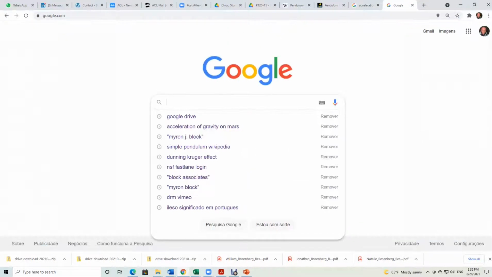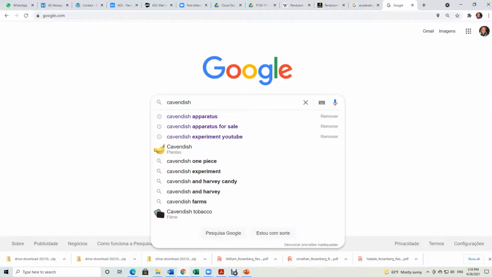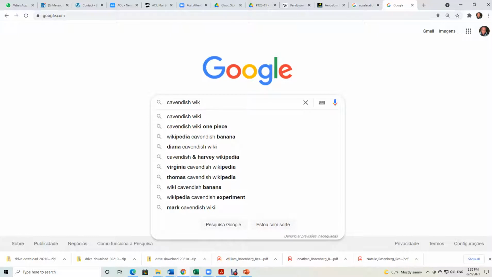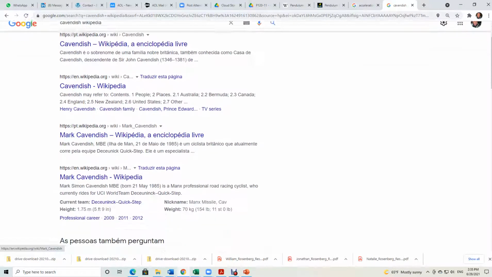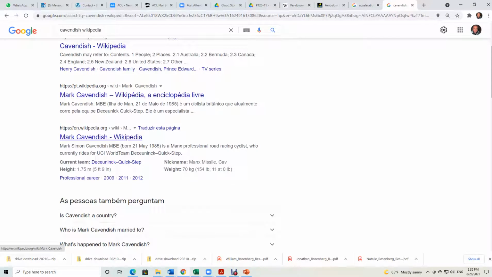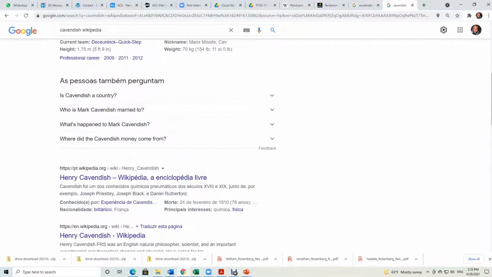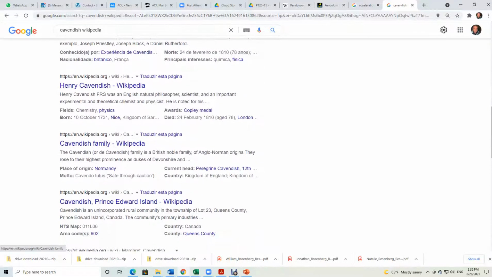Here you go. Wikipedia. Cavendish experiment. Mark Cavendish. This guy here. No, that's not the guy. Henry Cavendish, that's him. Let's take a look.